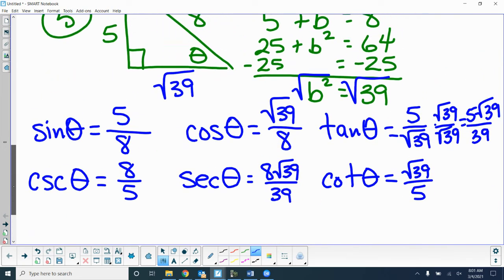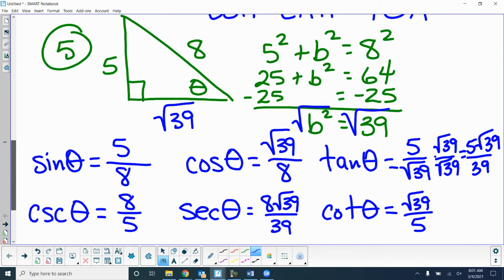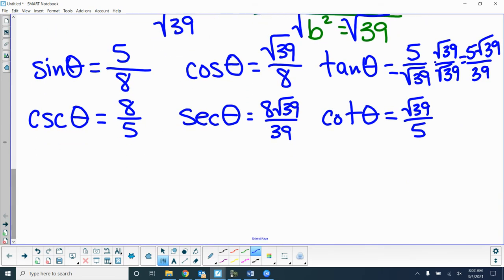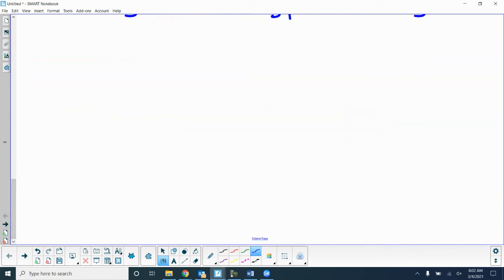Any questions on number 5, that type of problem? It'll be just like this. I'll give you 2 of the 3 sides. You have to find the third side, and then write your 6 fractions. Okay? All right. 6, 7, and 8. I'm only asking for 1, all right? And I give you 1 picture you have to look at.